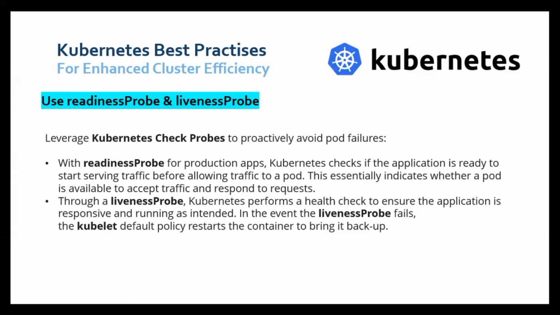The next one is the liveness probe. Kubernetes performs a health check to ensure the application is responsive and running as intended. As you can tell by the name, it will do a health check on that particular pod. It will keep checking whether that particular pod is running perfectly or not. If it is not running, it will go into restarts, and your kubelet's default policy will restart that container to bring it back up. Okay, so this is the important best practice I would recommend you follow in your Kubernetes.